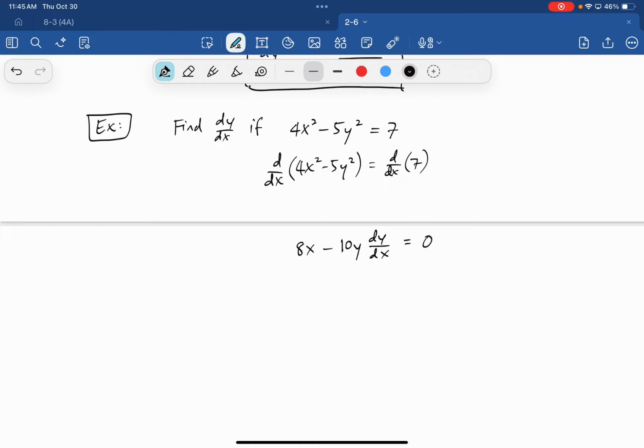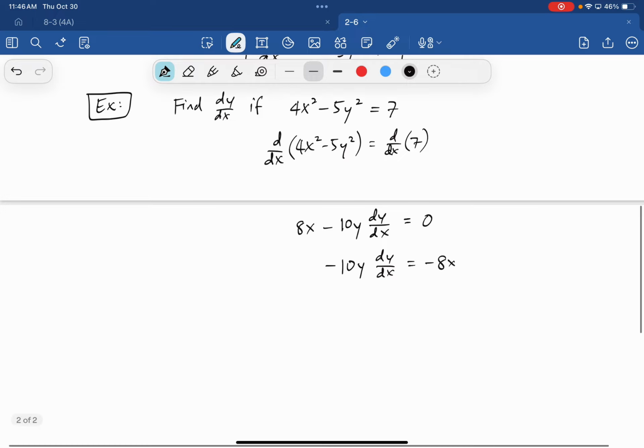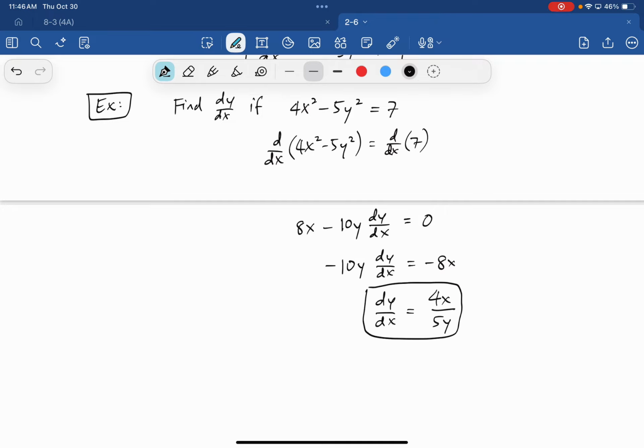Yeah. So now it's pretty straightforward. The next step, I just try to isolate dy/dx using simple algebra. So I'm going to move the 8x to the right side. That's going to leave me with negative 10y times dy/dx equals negative 8x. And then I'm going to divide both sides by negative 10y, which will leave me with dy/dx equals 8x over 10y, which is also equal to 4x over 5y. 8x over 10y becomes 4x over 5y. And that's enough as my answer. So, I can just circle that.